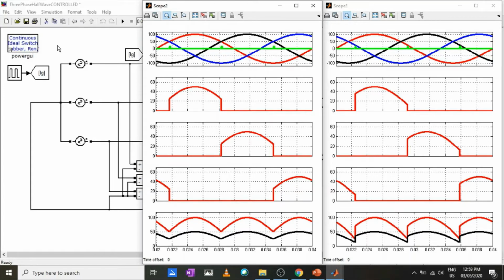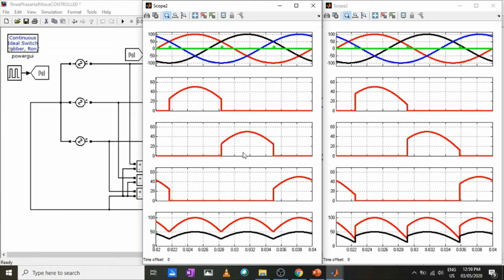From both scopes, we can see that the line currents are still DC currents. However, we can see that the line currents in the right scope are lagging the line currents in the left scope by 15 degrees, which is equal to the firing angle values.